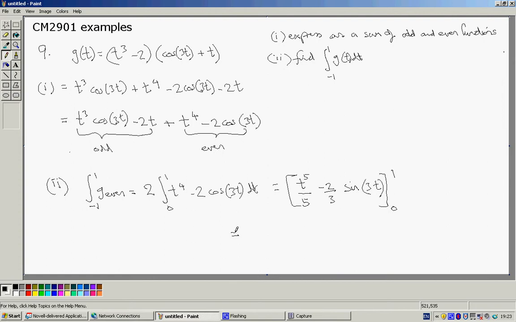Put the top limit in, replace t with 1, and we get 1/5 minus 2/3 sine of 3. Put the bottom limit in, and both of these terms, t to the power 5 upon 5 is 0, and also sine of 0 is 0. So that's our final answer then, 1/5 minus 2/3 of sine 3.